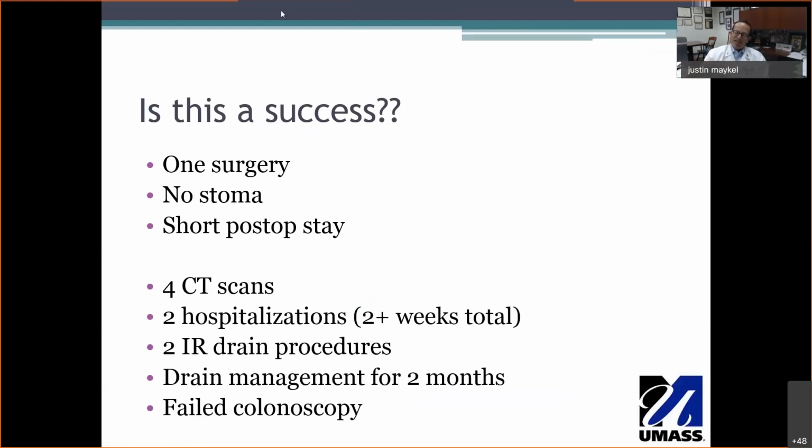Like one of our participants said, we could have gone to the operating room sooner. And so I guess the question to the group is, do people feel like this is a success? Are they happy with this outcome? Or was the expense too high in order to get this patient through? And I'll send it back to our moderator, Dr. Rosen. Great. Thanks, Dr. Maykel.